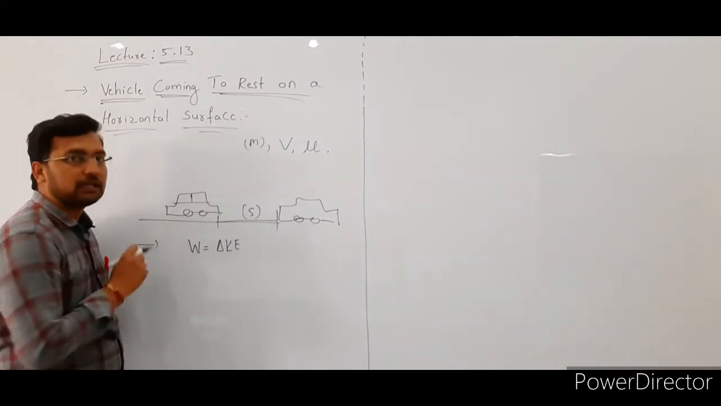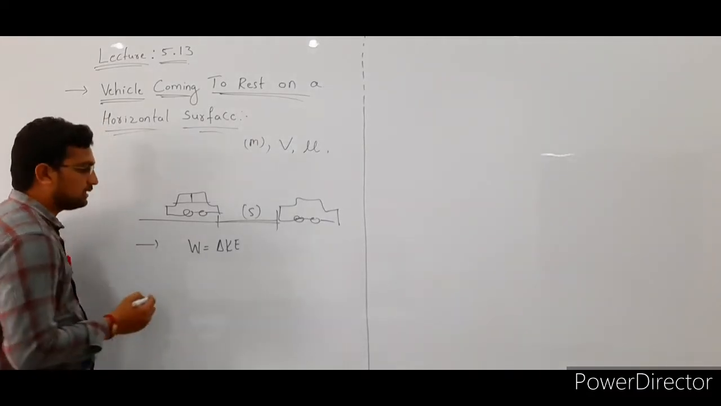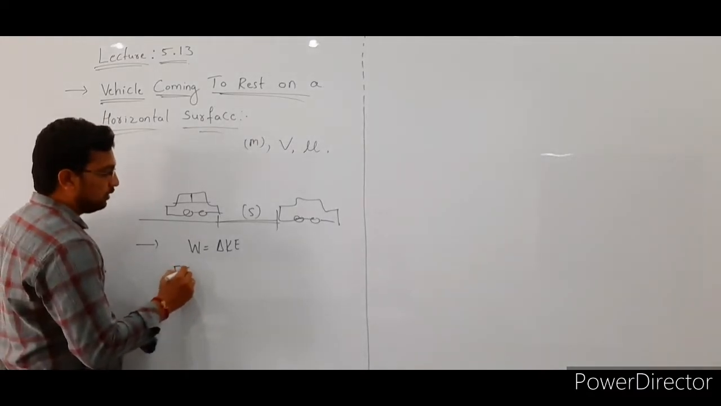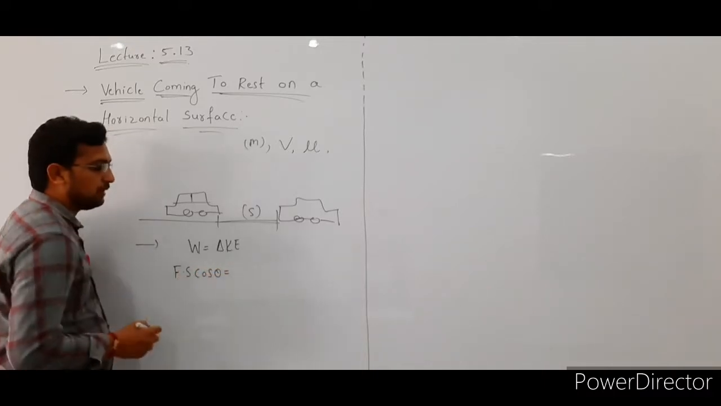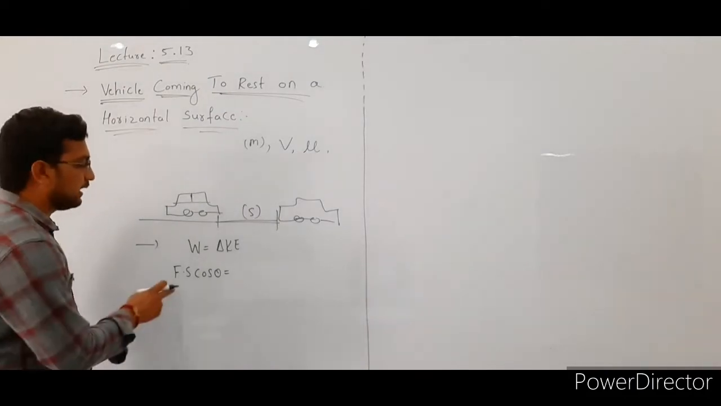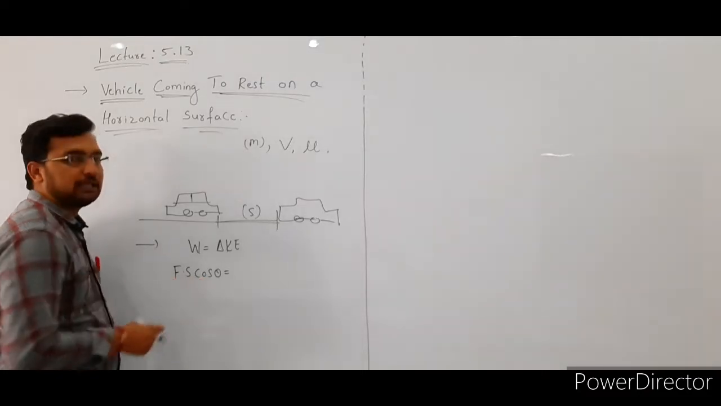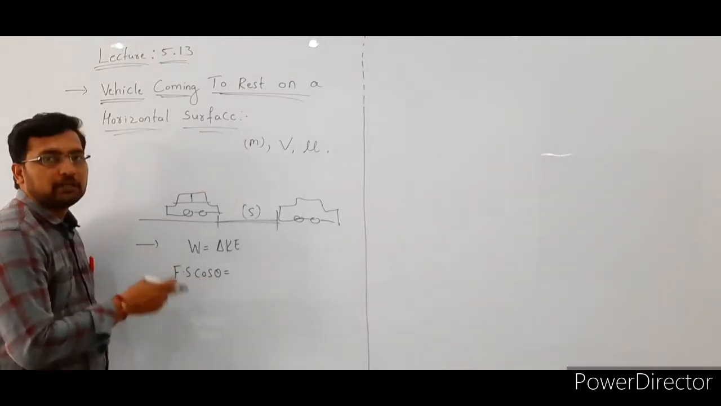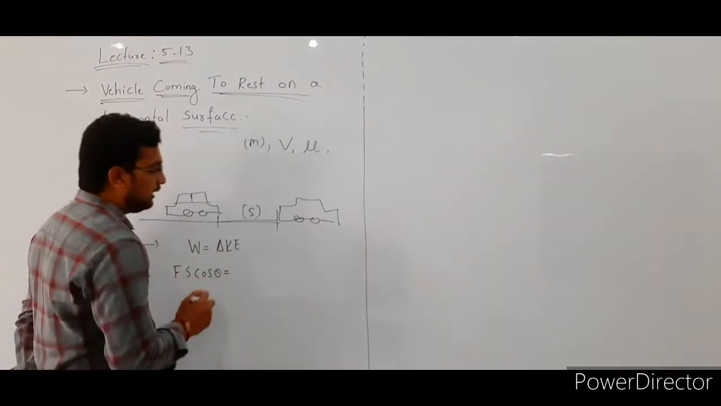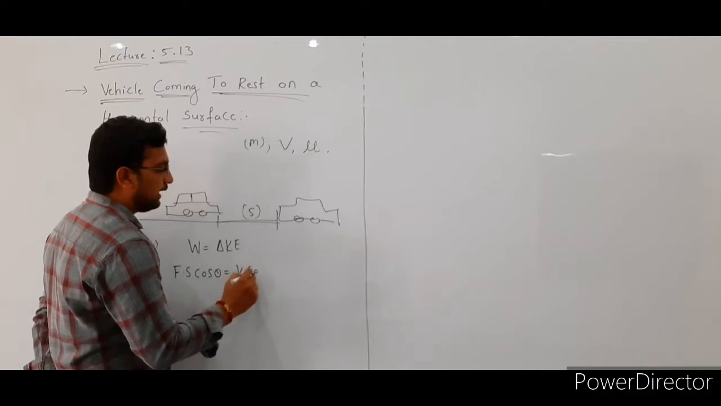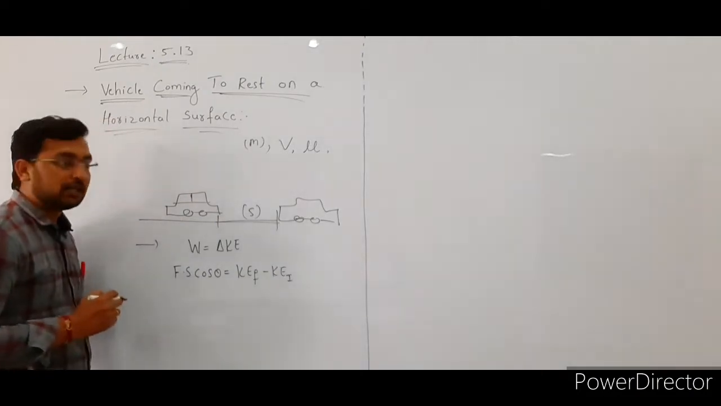Already we know that work done is the product of force and displacement. Work done is force into displacement into cos theta, the dot product of force and displacement. The formula is F s cos theta. F indicates the force, S indicates the displacement, and theta indicates the angle between the force and the displacement. Change in kinetic energy is final kinetic energy minus initial kinetic energy.